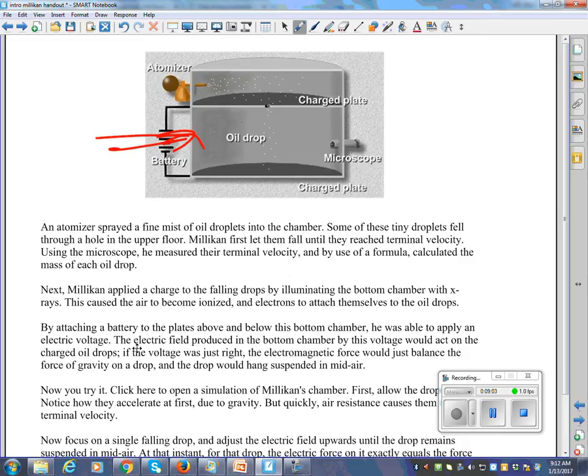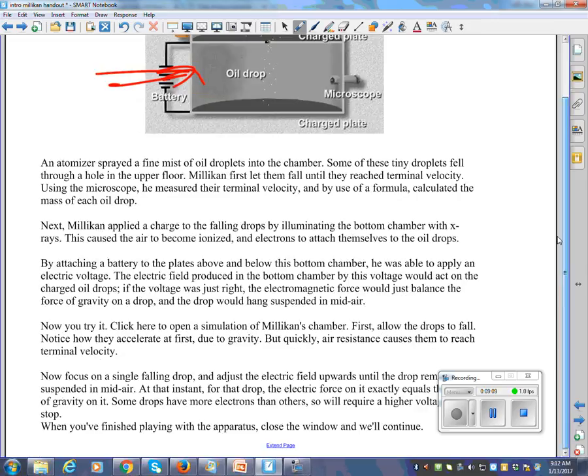If the voltage was just right, the electromagnetic force would just balance the force of gravity on a drop, and the drop would hang suspended in midair. Now, you're going to see this diagram many times in the next couple weeks. Weight force, gravity, was pulling the oil droplet down, and the electric field, much like a gravitational field, can pull, right? But electric fields can pull, but they can also push. And so this electric force, due to the electric field, was up. And the more battery power he added, the greater the electric field, which means the greater electric force.